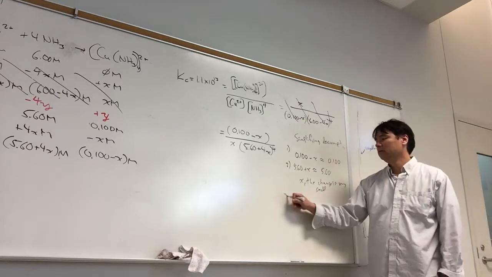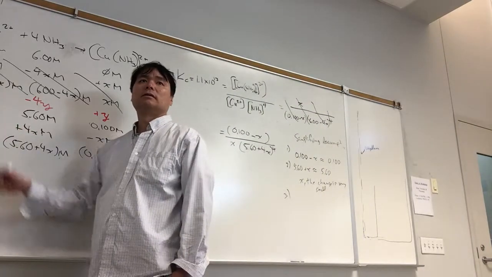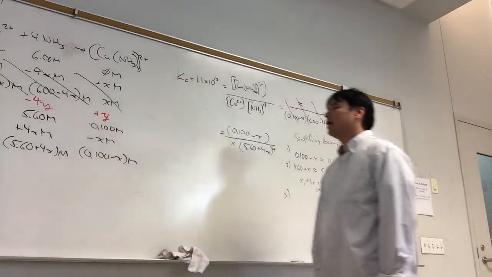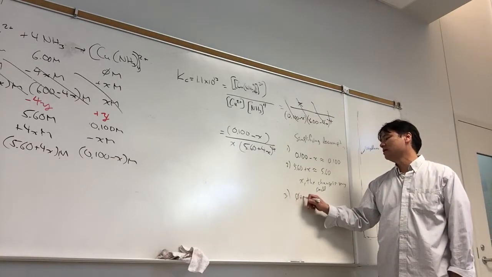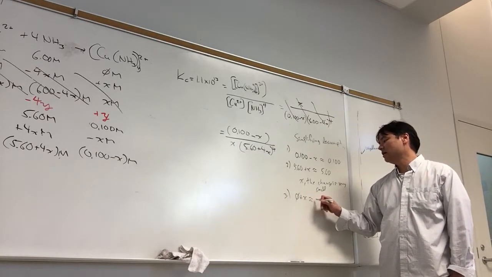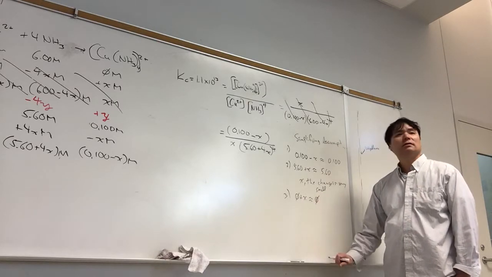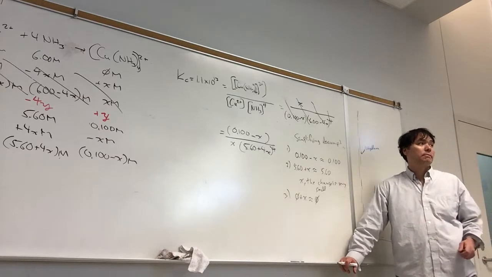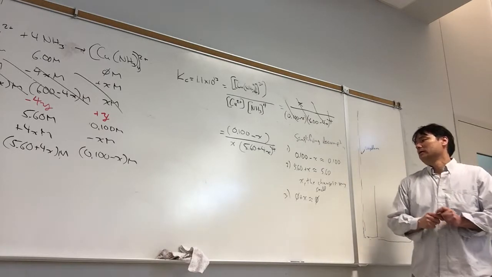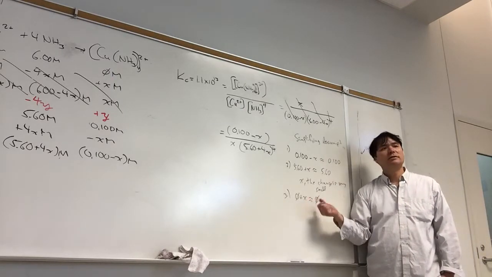And then three. Three is 0 plus x. So when I'm looking at what happens to the copper 2 on the left side, I say 0 plus x. Can I say 0 plus x is about equal to 0? I can say the change is small. So does it work in this case? 0 plus x is about equal to 0.